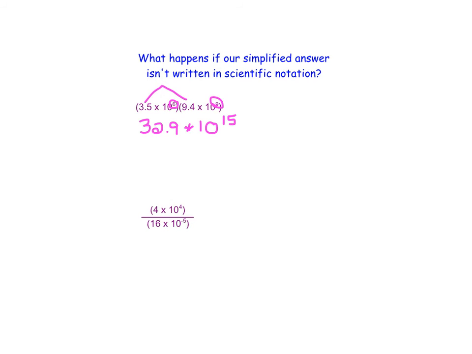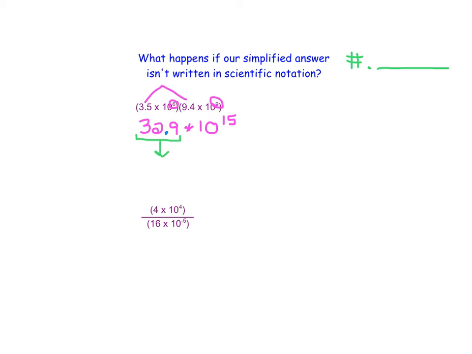Now, some of you are looking at this going, yep, looks good. It looks like scientific notation. However, remember that scientific notation is one number, decimal point, and then the rest. And if you look at this particular problem, we have two numbers instead. So what we're going to do is rewrite 32.9 into its scientific notation equivalent. And I know that if I move that decimal point over 1, it will be in perfect scientific notation.